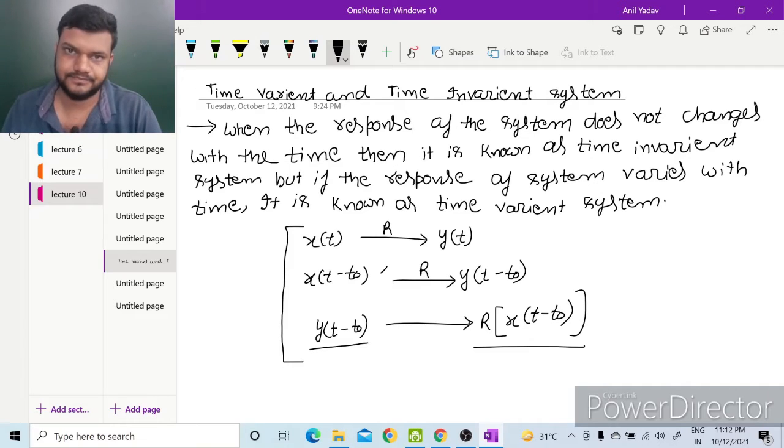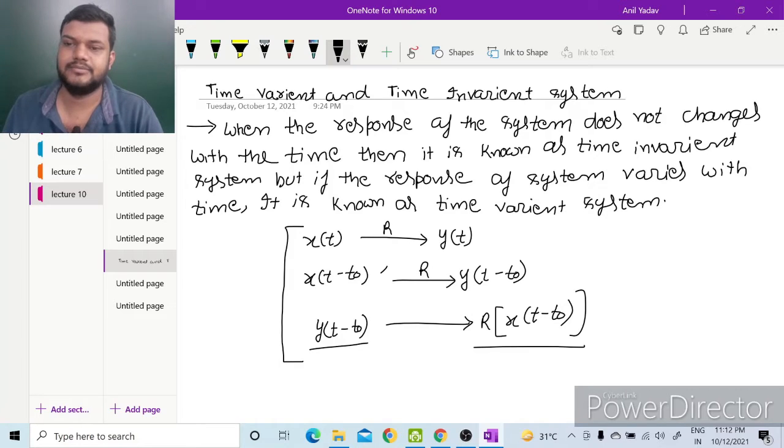Hello guys. So in this lecture we will see time variant and time invariant systems. When the response of the system does not change with time, it is known as a time invariant system. But if the response of the system varies with time, it is known as a time variant system. So how will we find whether a given system is time invariant or variant? We will check in this way.